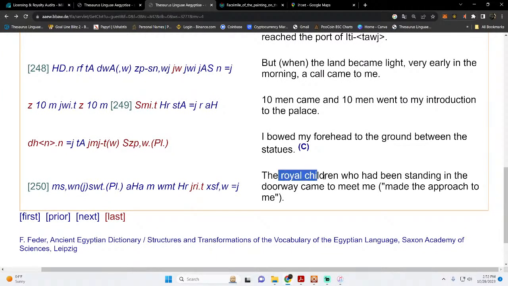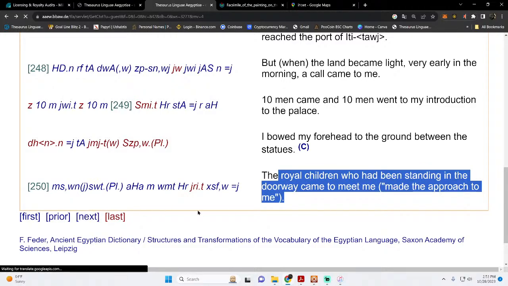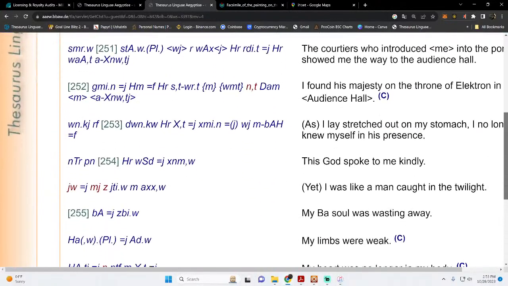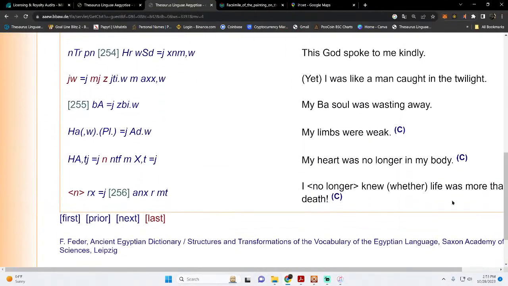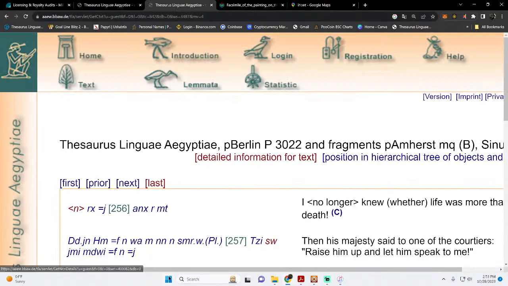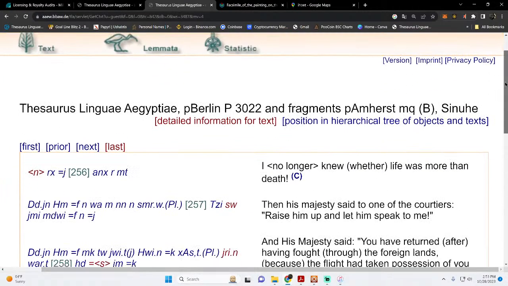The royal children who had been standing in the doorway came to me, made the approach to me. Dang, this drum roll taking way too long. I'm going to skip through. He was all tired and weak by the time he got to Kemet, though.